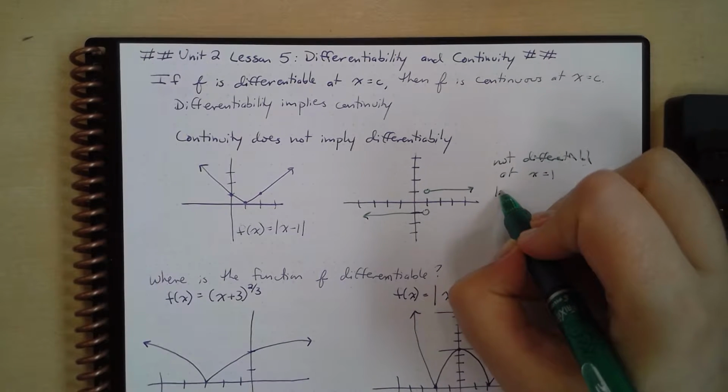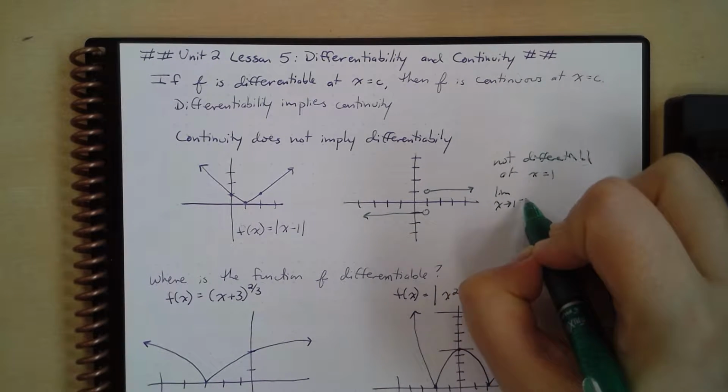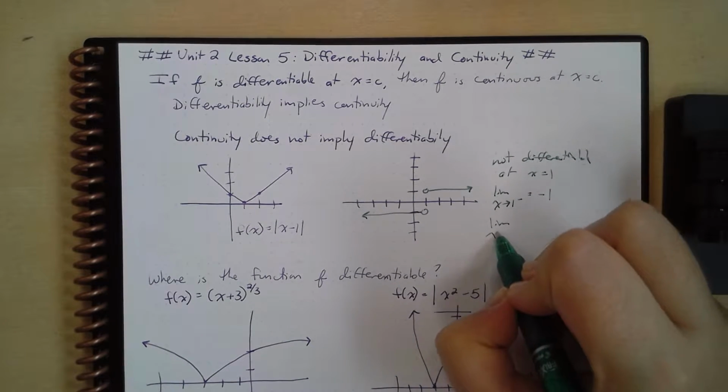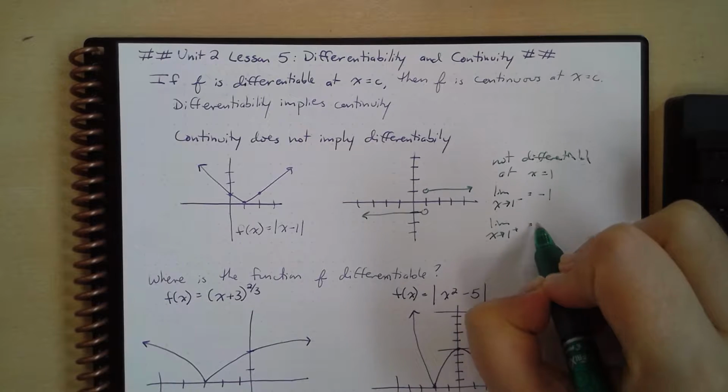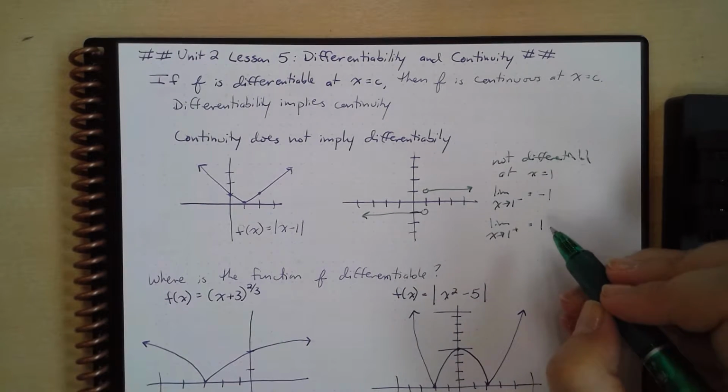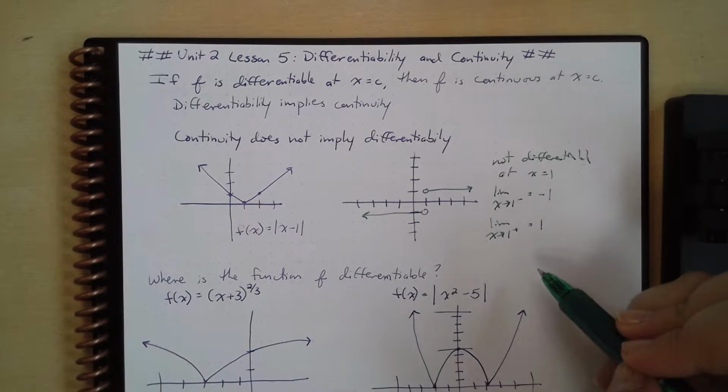Because our limit as x approaches 1 from the left is equal to negative 1, and our limit as x approaches 1 from the right, that's equal to 1. These are not equal, so the limit does not exist. So there's no derivative at x equals 1.